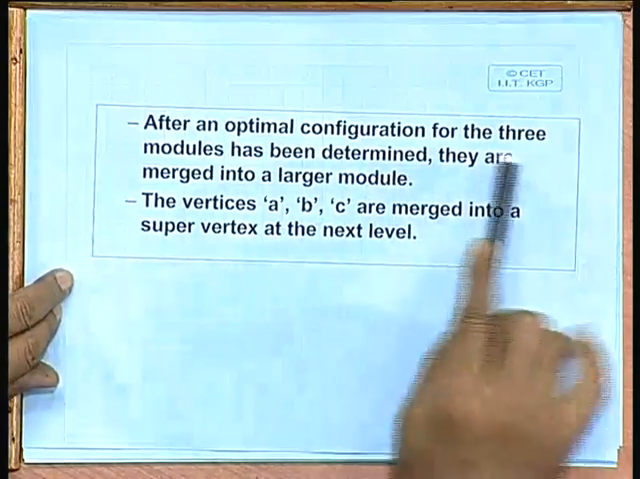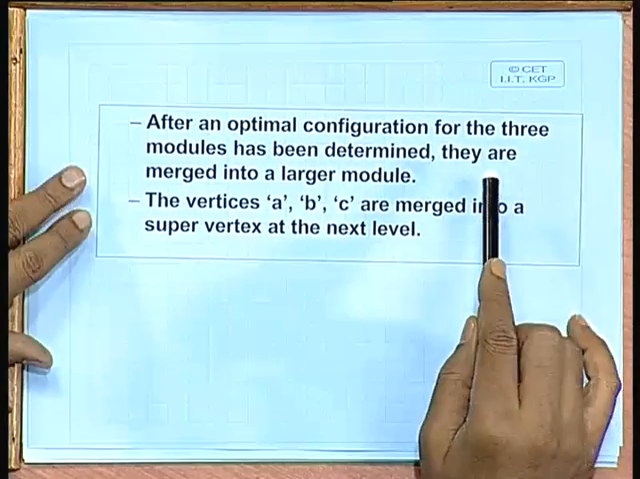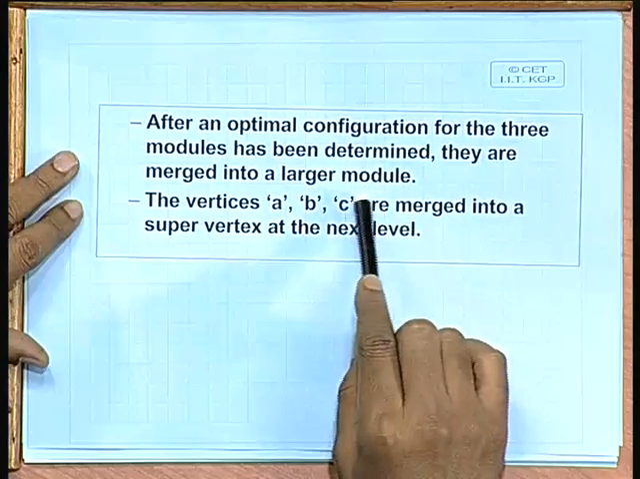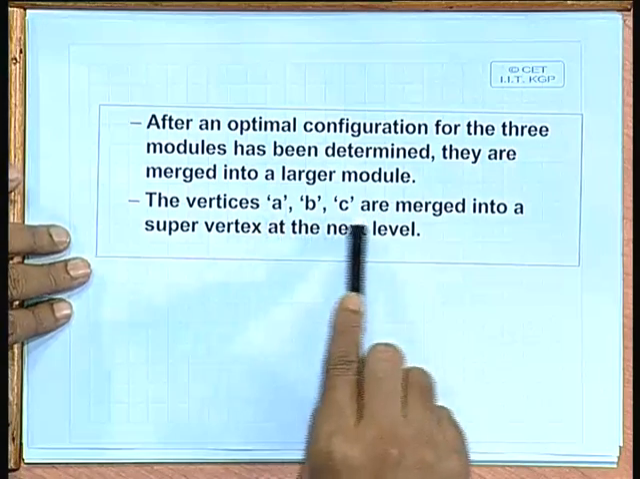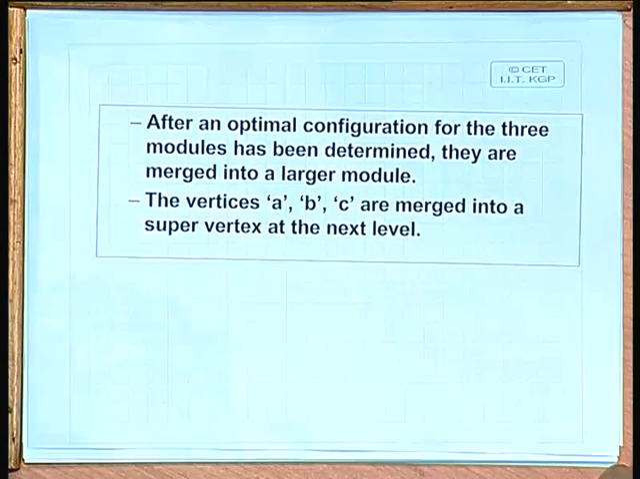So, in this example, as I have just said, after an optimal configuration has been determined, they can be merged into a bigger module, and similarly the vertices will be merged into a super vertex at the next level. This process will go on.